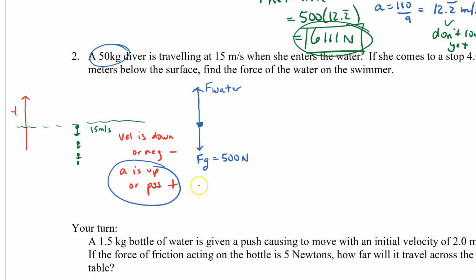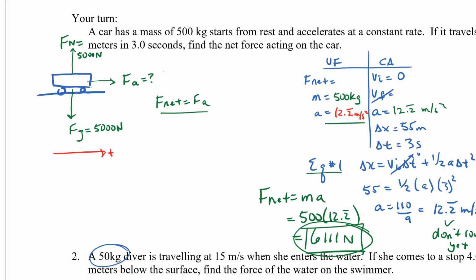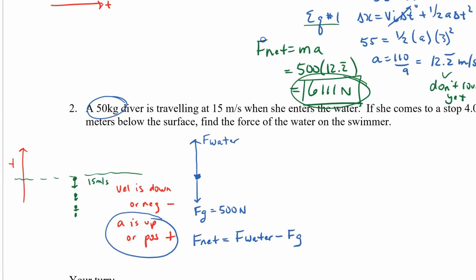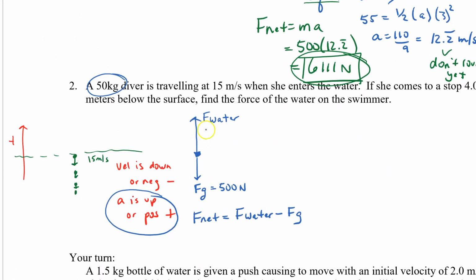Now we'll make our F net statement. F net is going to be equal to the F water, which is up, so it's positive. Now the force of gravity is downwards, it's negative, so I'm going to say minus the force of gravity. Okay, so notice it's a little bit different than our other ones. In our other ones, even when there were vertical forces, we said, yeah, we're not worried about them because they're canceling each other out. So we wrote our F net on the horizontal axis. In this case, it's unbalanced in the vertical direction. So our F net is really in that vertical direction. So this is the way it's going to look.